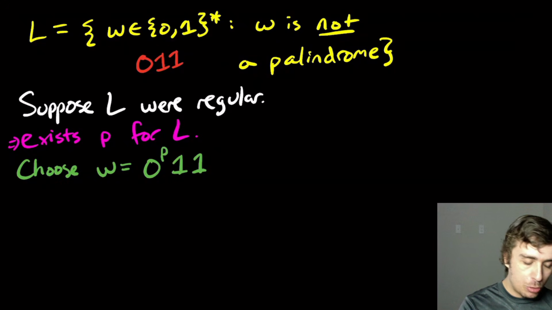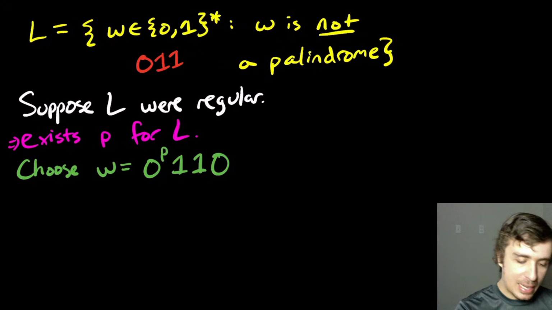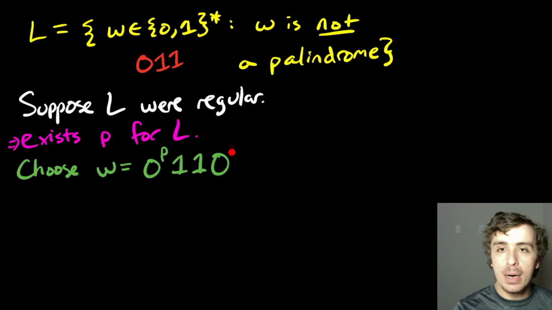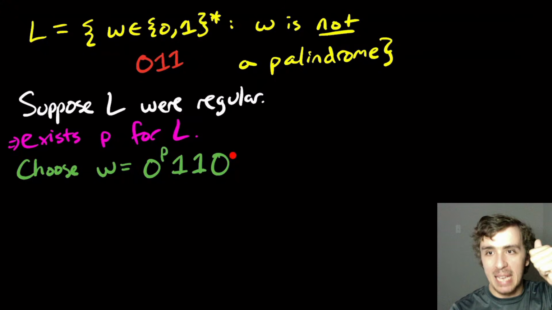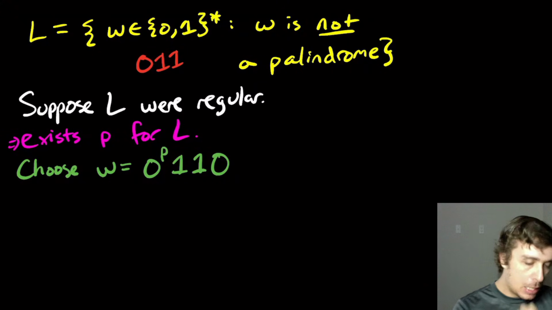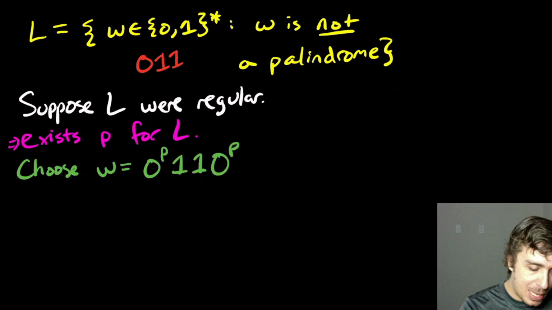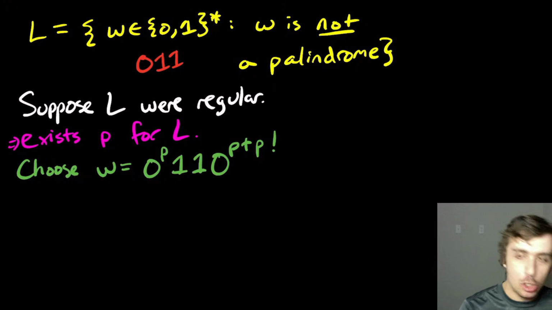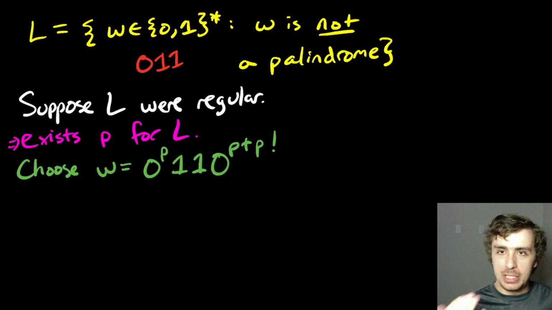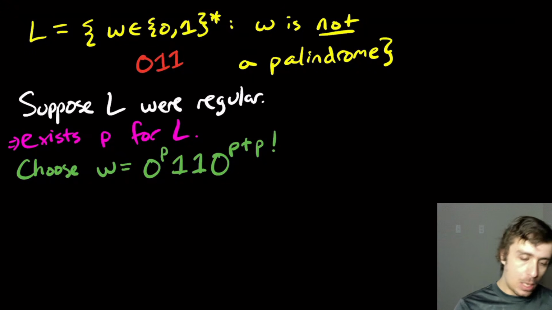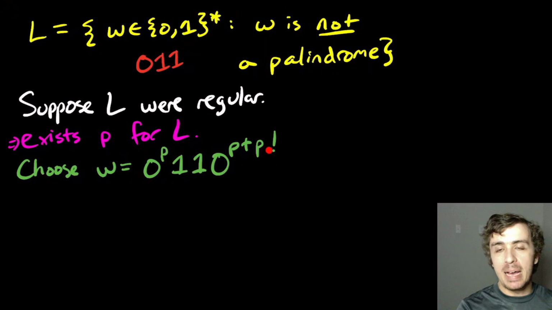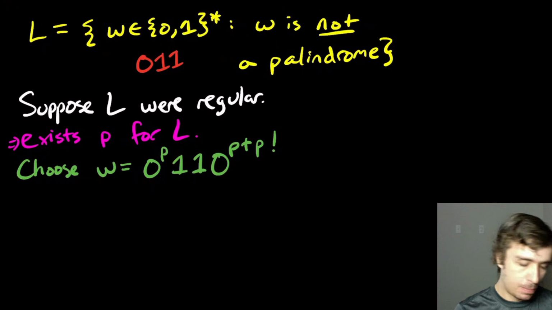Okay, so let's pick, let's say, 0 to the P, 1, 1, 0, and I've got to have some number other than P here, because if I put P here, then it's going to be a palindrome. I want something in the language to start with. So I'm going to pick P plus P factorial. This is something called the P factorial trick. The reason is that no matter what you pump over here, P factorial is a multiple of the length of whatever you pumped over here, and we'll make that more precise later.